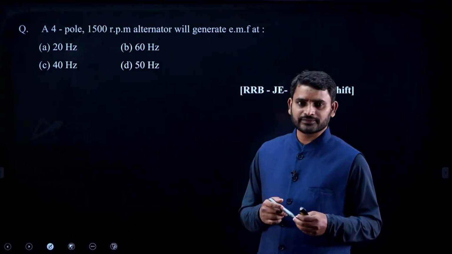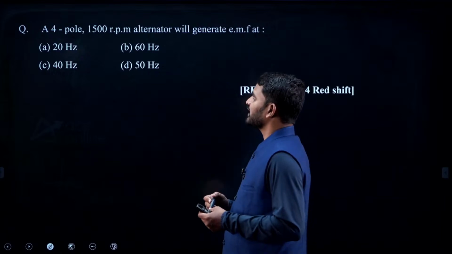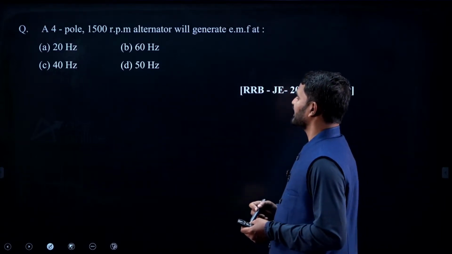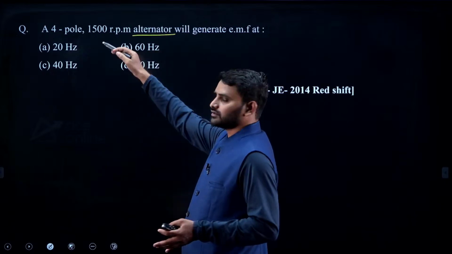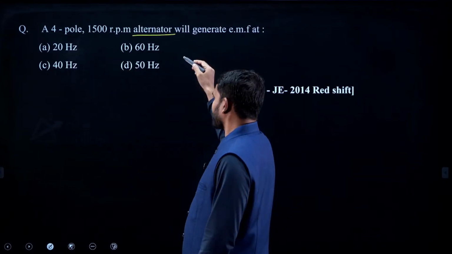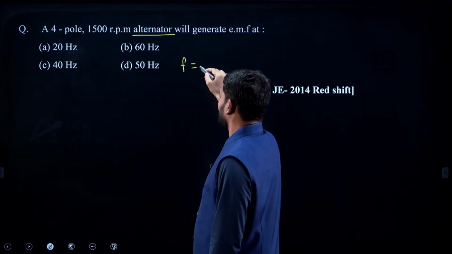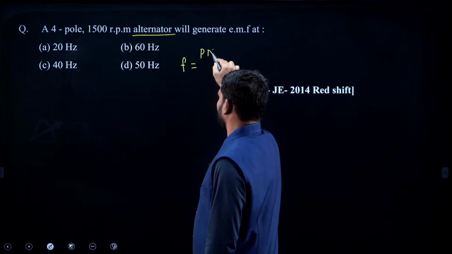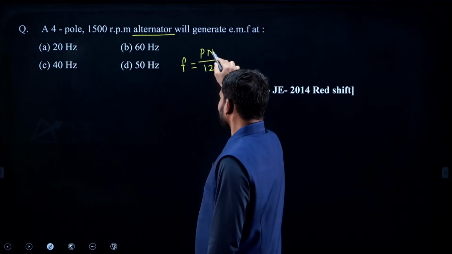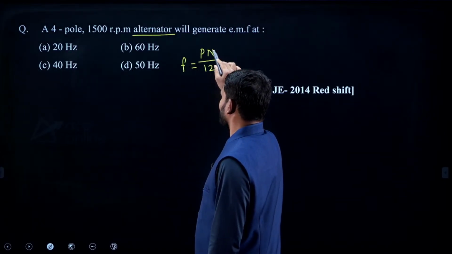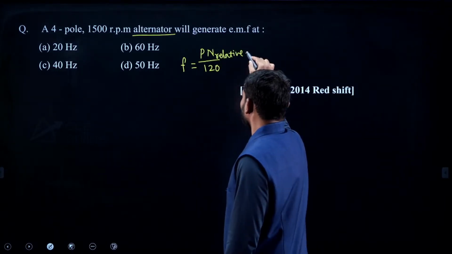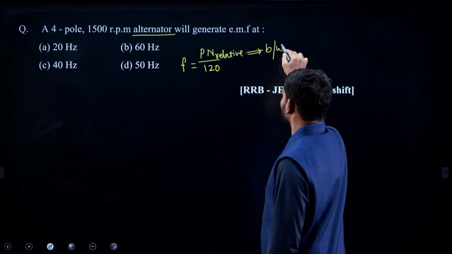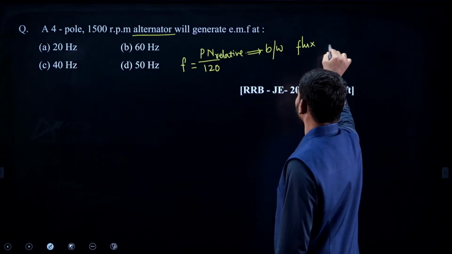Can you answer this? A 4-pole 1500 RPM alternator will generate EMF at? It's an alternator. It is asking the frequency of generation. How do you calculate frequency of generation generally? F is equal to Pn by 120. What is this N? Don't call it synchronous speed, it is actually relative speed. Relative speed between flux and conductor.